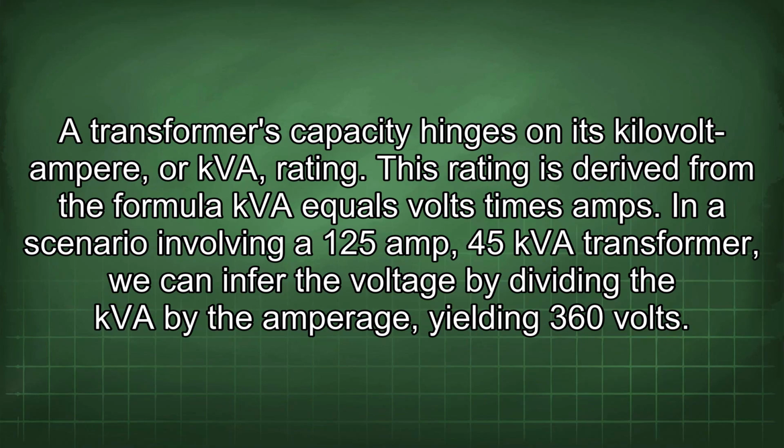A transformer's capacity hinges on its kilovolt ampere, or kVA, rating. This rating is derived from the formula kVA equals volts times amps. In a scenario involving a 125 amp, 45 kVA transformer, we can infer the voltage by dividing the kVA by the amperage, yielding 360 volts.